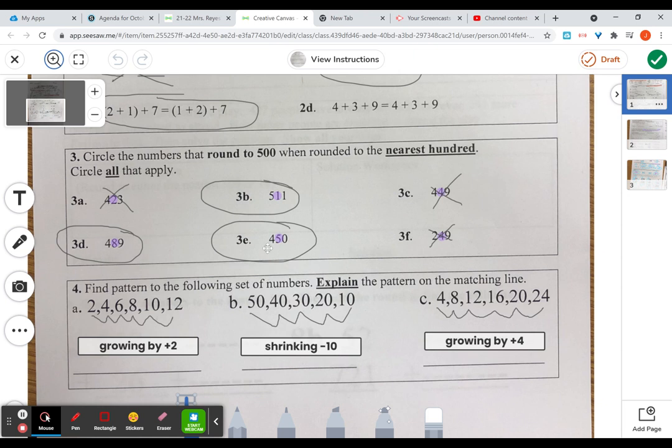E, the 5 tells the 4, you're rounding up. This would round to 500. In F, the 4 tells the 2, you are staying a 2. This would not round to 500. So I put an X on the ones that don't round and circle the ones that would.